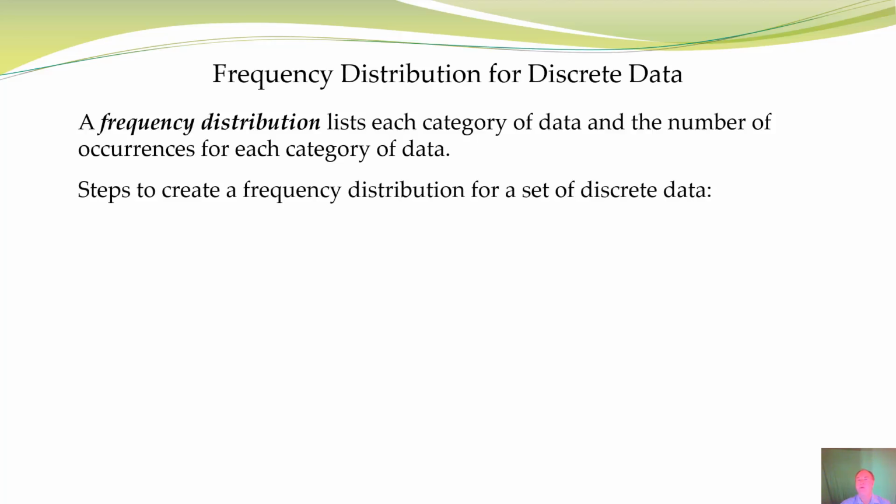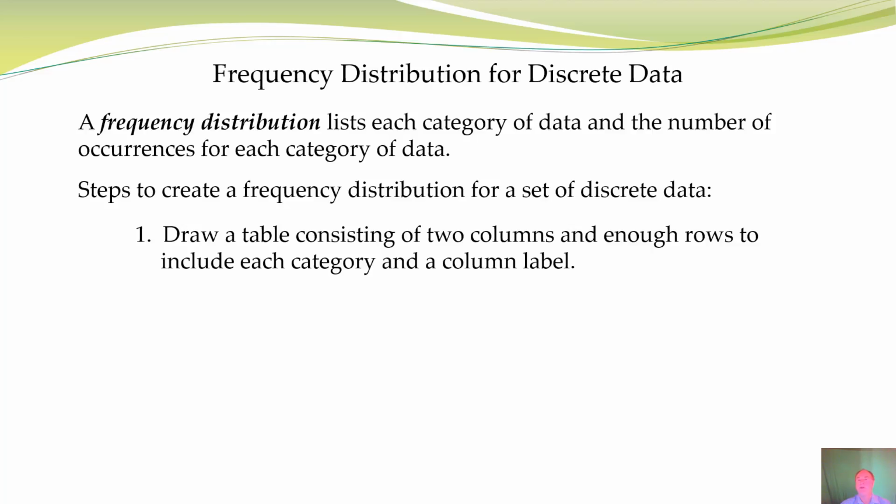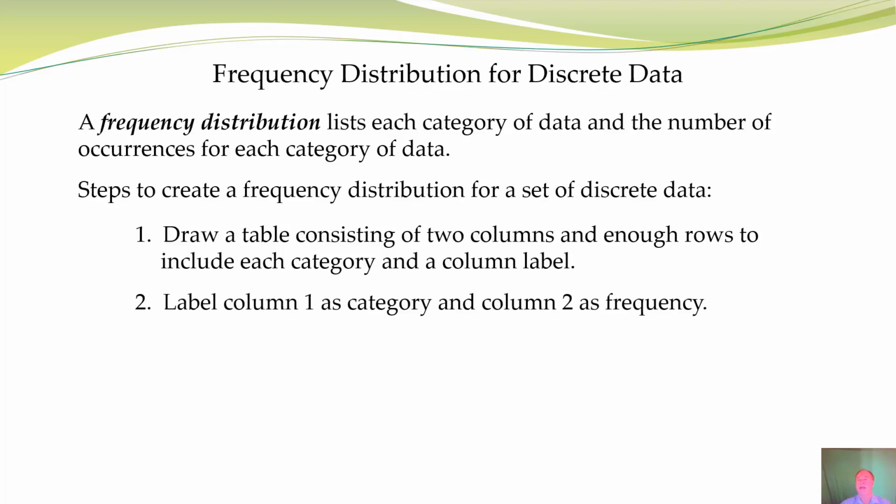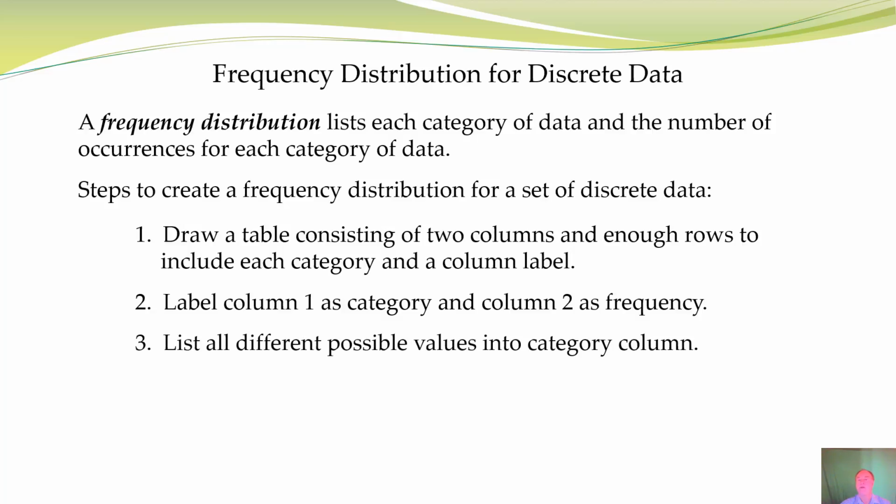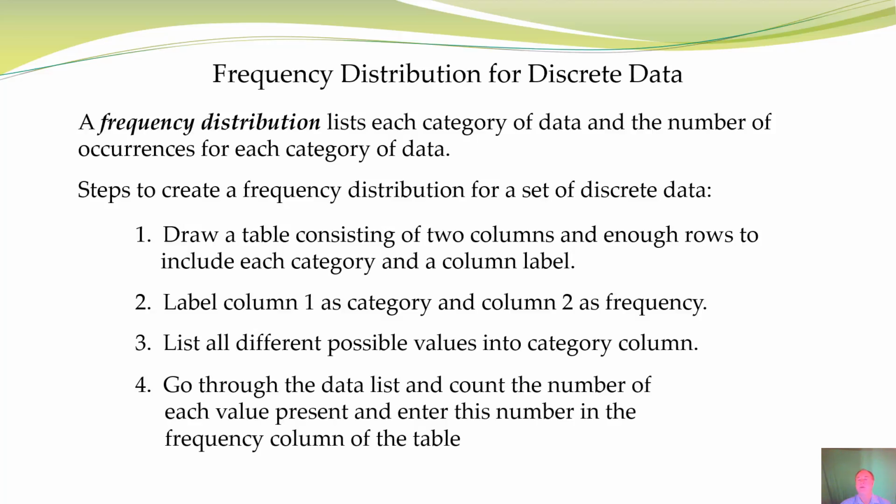Steps to create a frequency distribution for a set of discrete data. Draw a table consisting of 2 columns and enough rows to include each category and a column label. Label column 1 as category and column 2 as frequency. List all different possible values into the category column. Go through the data list and count the number of each value present and enter this number in the frequency column of the table.